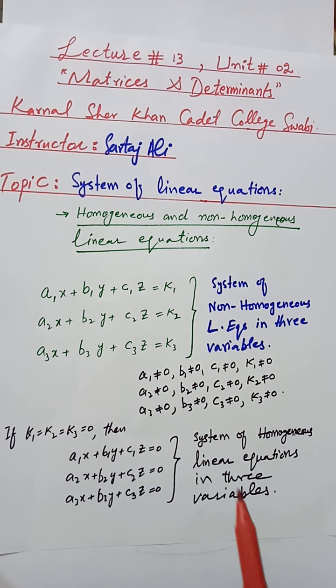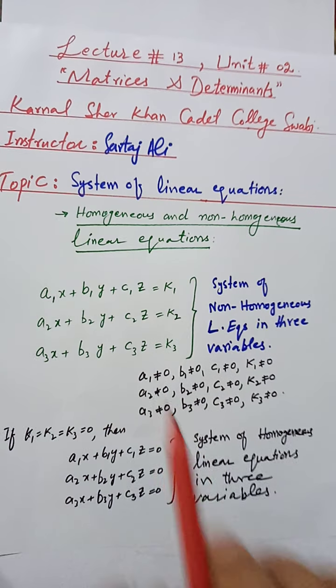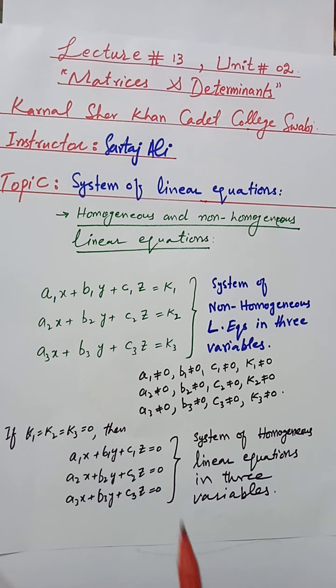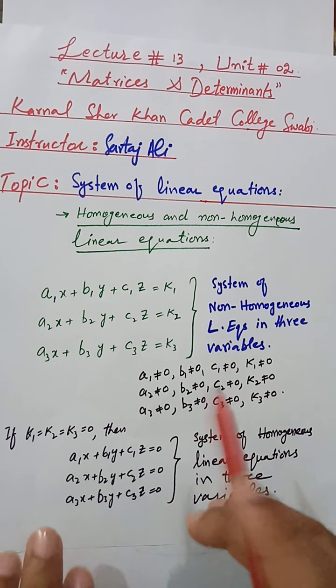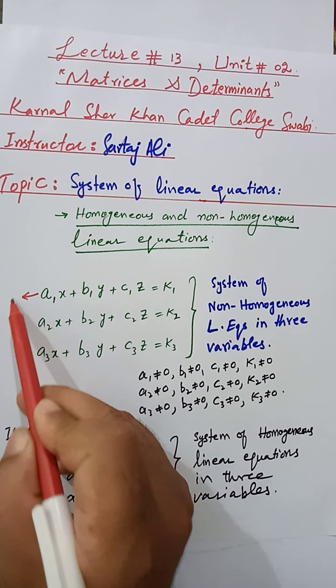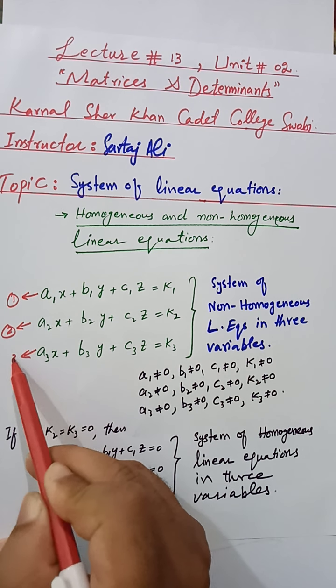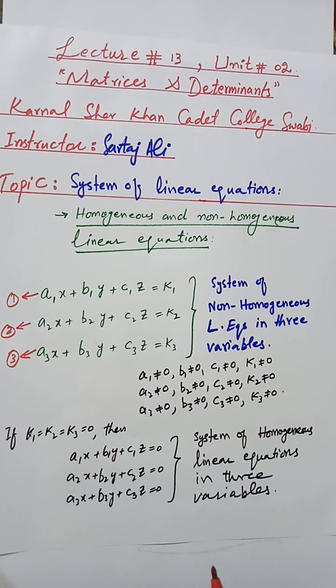In system of linear equations, we will discuss homogeneous and non-homogeneous linear equations, and all the equations must be in 3 variables. So you see that in this system we have 3 equations. This is equation 1, this is equation number 2, and this is equation number 3. These 3 equations are linear equations in 3 variables.